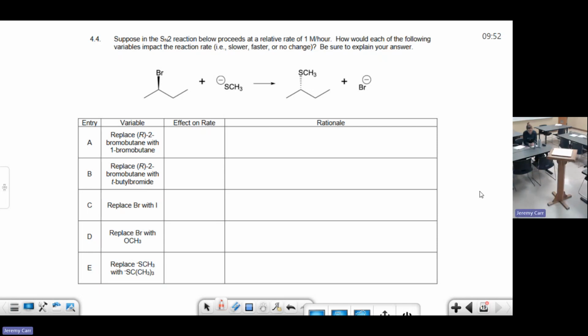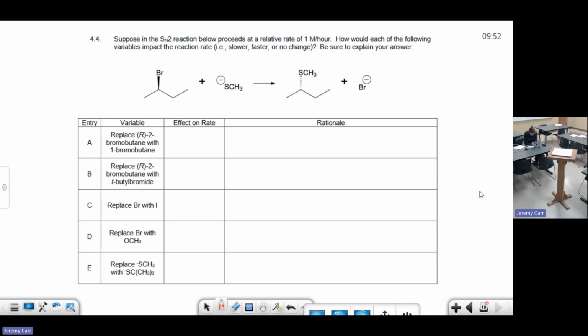I've got a chemical reaction that's right here, this is a secondary alkyl halide. It's undergoing stereochemical inversion. We know this because it's going from R to S. And now we want to see how each one of these variables is going to influence the reaction rate. So let's start with our first one here.